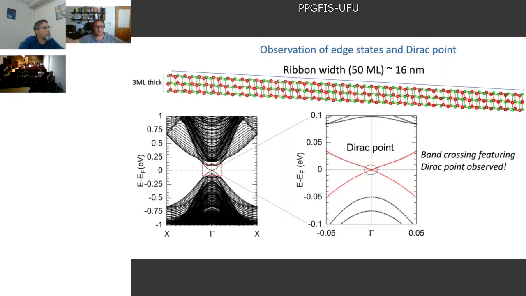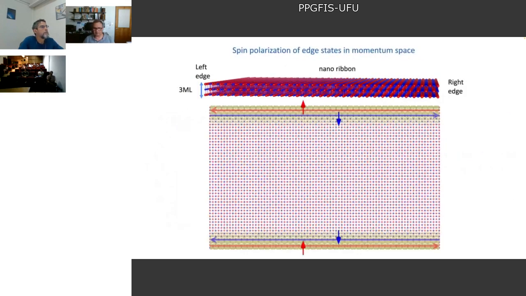And the edges are the ends of this. And he always, I think he suffers through this calculation because he had to go up to 50 monolayers to see the decoupling of the two edges so that he can actually see the crossing at gamma. The top view of this will be this, in this figure here. And these edge states are the ones that show up here.